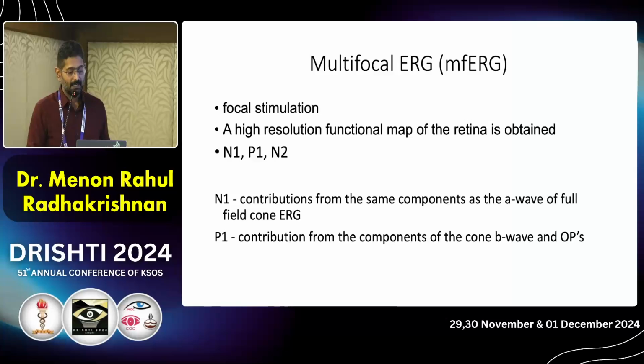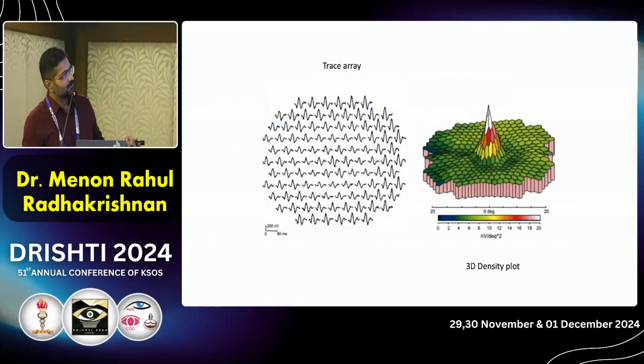Now, multifocal ERG. It's a high resolution functional map of the retina, of the central visual field. In multifocal ERG, this is what you get: a trace array and a 3D density plot. Most of us will just look at the 3D density plot and say that this is the foveal peak. If the peak is blunted, we'll say some pathology is affecting the fovea.